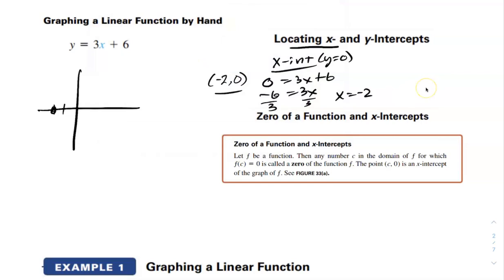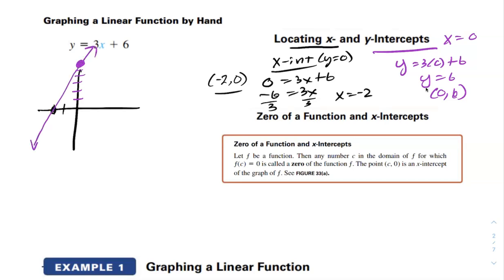Now to find my y-intercept, it's very similar. We just substitute x equals 0. So y equals 3 times 0 plus 6, so y equals 6. Again, it's a point: (0, 6). So 1, 2, 3, 4, 5, 6. Then we just connect those two points. And there we go. That's how you graph a linear function by hand. You can make a table, or we can use x and y intercepts. Eventually we'll learn how to graph using slope-intercept form, but that's coming up. Zeros of a function: this is a definition. A zero of a function is just the x-intercepts.